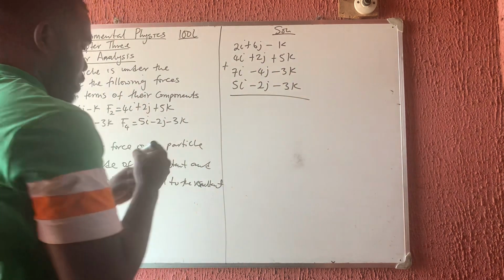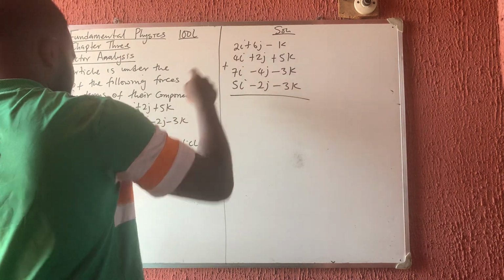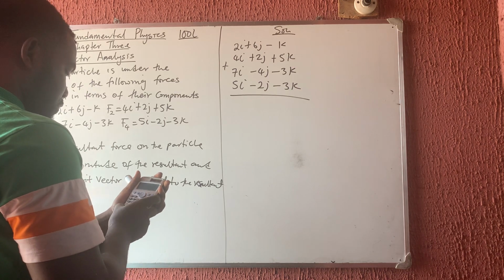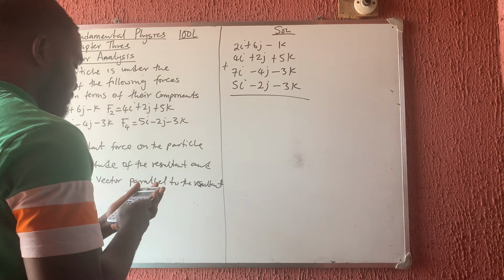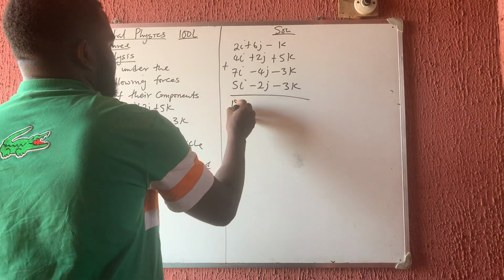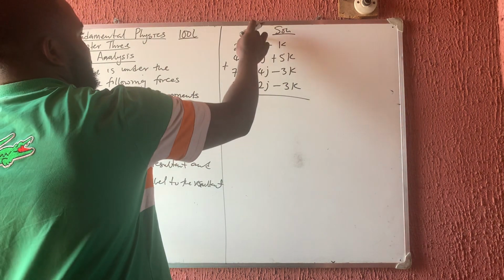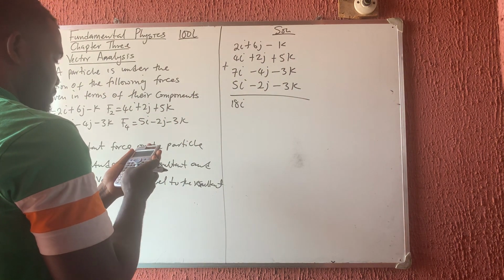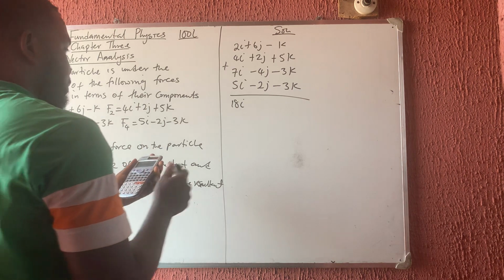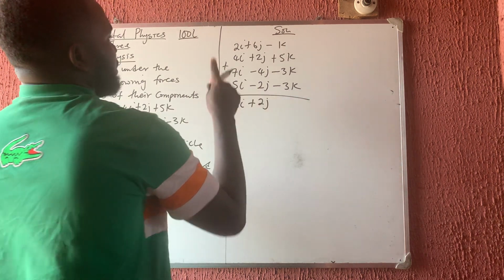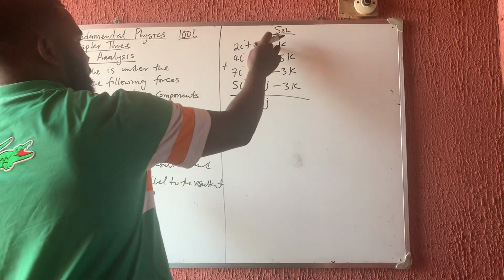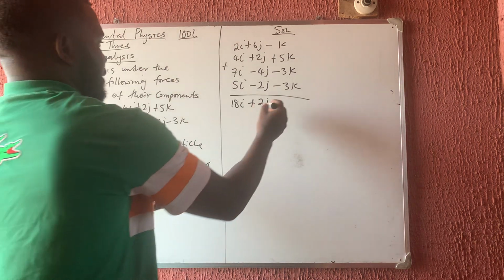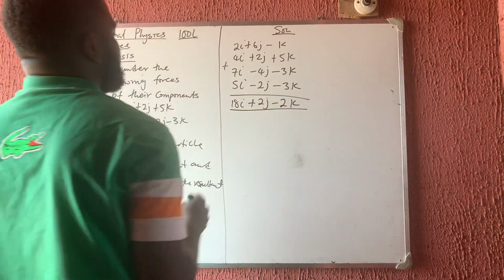Now, if you add this, what do we have? 2 plus 4 plus 7 plus 5, I have 18. So this is 18i. Now, the j components: 6 plus 2 minus 4 minus 2, we have plus 2. So plus 2j. Then the k components: minus 1 plus 5 minus 3 minus 3. So I have minus 2k. Okay, so this is the resultant force.